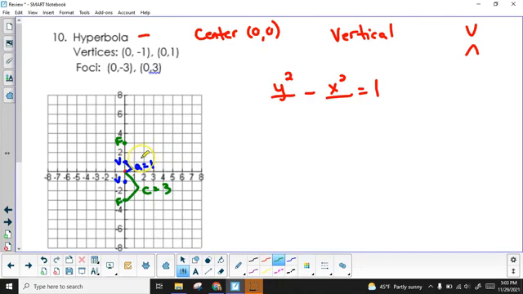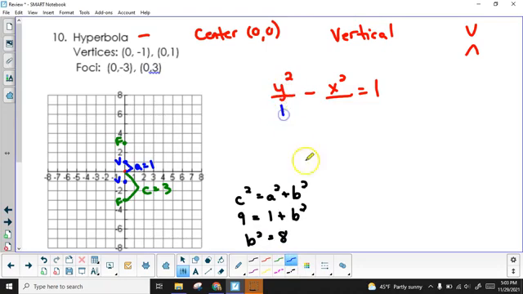So when we calculate this, we know that our relationship for a hyperbola is c squared equals a squared plus b squared. So c squared, that's 9. A squared, that's 1, plus b squared. So when we solve this, we get that b squared equals 8. So in our equation, our a squared will go underneath our y squared here, which is 1. And our b squared, 8, goes underneath our x term. And so this is our equation right here.